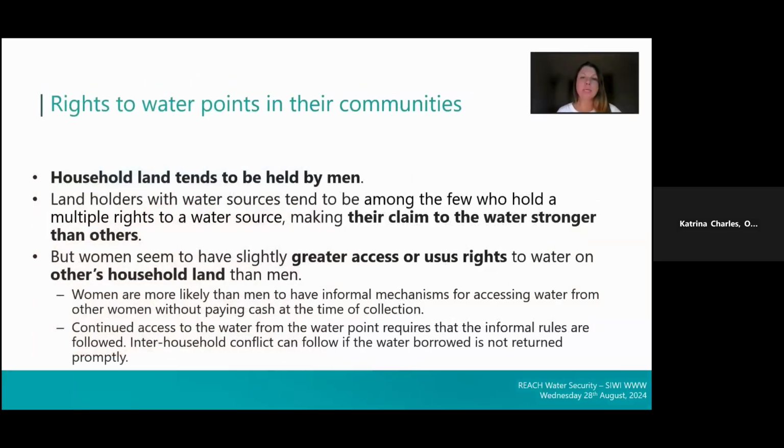So household land tends to be held by men, and landholders with water sources tend to be among the few who hold multiple rights to the water source, which makes their claim to water stronger than others. So this is access rights, right to manage and transform the water point, they can exclude, and right to transfer to others. Women's rights then to water on the household's own land is really going to depend on her relationship to the landholder.